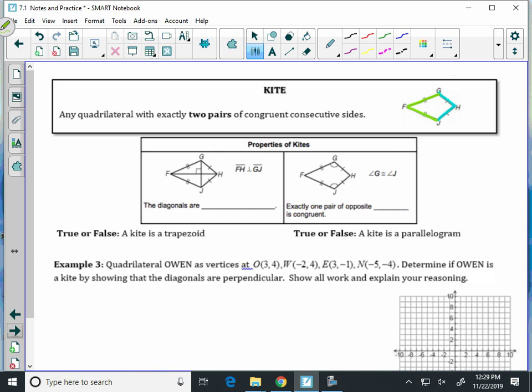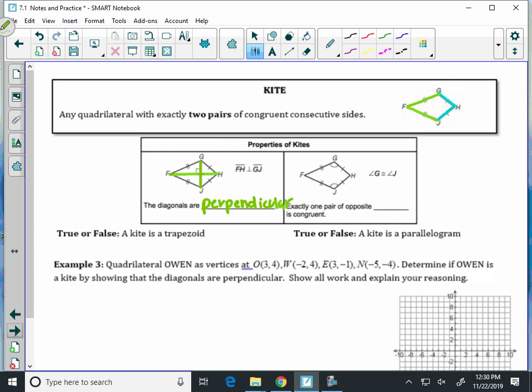Important properties of kites, the big one that you need to remember, is that the diagonals are perpendicular. The diagonals are perpendicular, meaning what kind of angles do they form? Everybody go and take right in. So here, a diagonal, again, it connects opposite angles. FH is perpendicular to GJ.